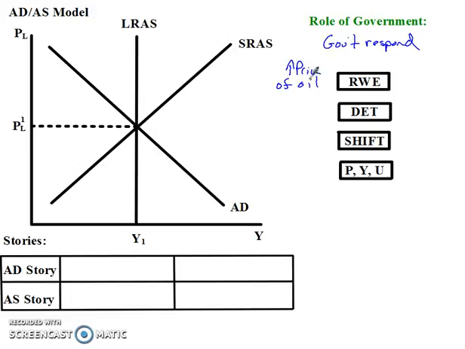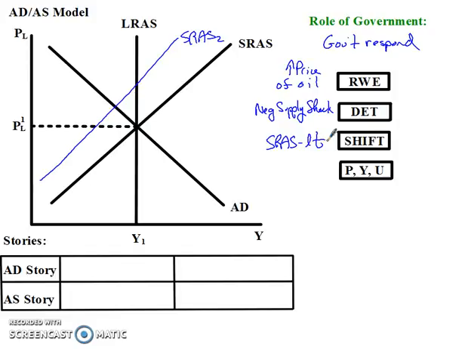I'm going to go through this pretty fast because this is similar to what we just did on the previous video. If you get an increase in the price of oil, that's going to increase the cost of doing business, and that's going to cause the short-run aggregate supply curve to shift to the left to SRAS2. So my determinant is a negative supply shock, and my story here is negative supply shock.